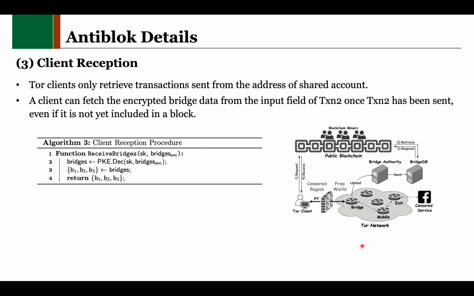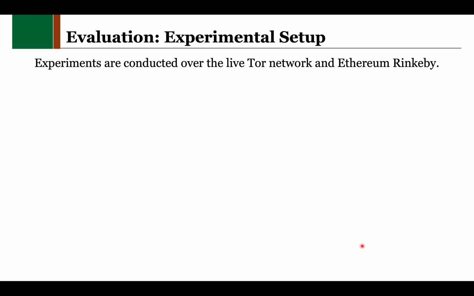As mentioned above, Tor clients only retrieve transactions sent from the address of shared accounts, and a client can fetch the encrypted bridge data from the input field of transaction 2, even if it's not yet included in a block. The client then extracts the ciphertext and decrypts it with its private key to obtain custom bridges. Finally, the client will connect to a bridge using a pluggable transport. After successfully establishing a circuit, the client will route its traffic to censored services using the constructed circuit.